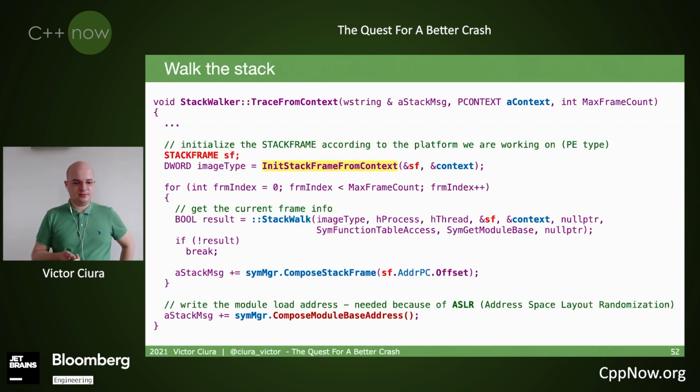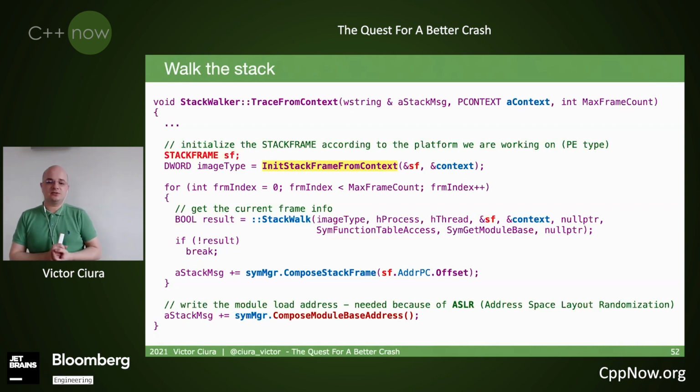And again, we have the base module load address there, the base address. It's needed because address-based layout randomization messes with our address computations. So just in case not everybody is familiar with ASLR. So ASLR is a mechanism introduced many years ago in Windows. I don't remember exactly, I think maybe after the Windows XP timeframe.